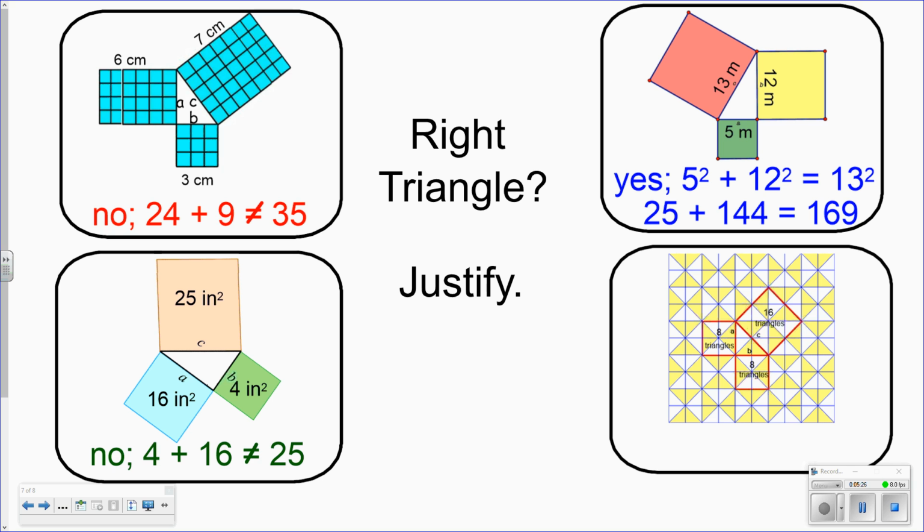Over here, in this last one, it looks like we've got some triangles in here, and it's telling us that a has 8 triangles, b has 8 triangles, and c has 16 triangles. So remember, a plus b equals c. So yes, that is a right triangle.